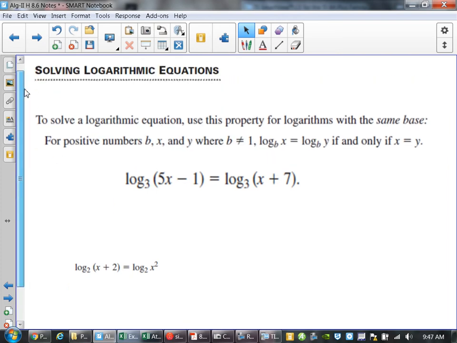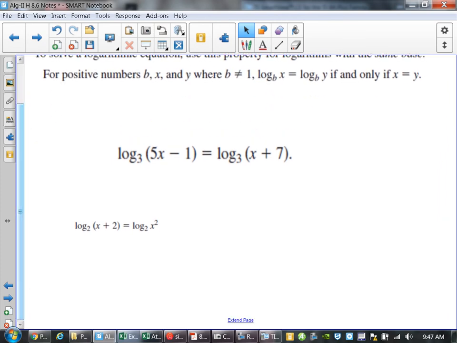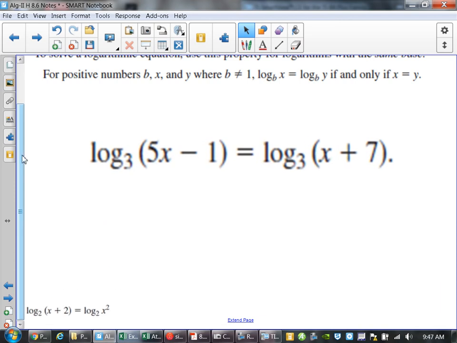I forgot what they call this one. All right, log equation. So you have log base 3 of 5x minus 1 equals log base 3 of x plus 7. Take a guess at what you do.